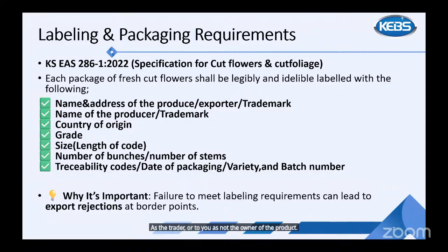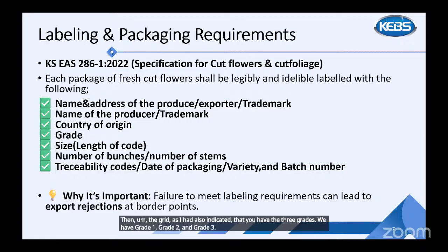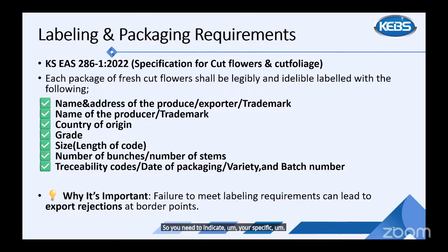Then the name of the producer or the trademark should also be indicated. Then also the country of origin, you can clearly indicate that it's a product of Kenya. Then the grade, as I indicated that we have 3 grades, grade 1, grade 2, and grade 3. So you need to indicate for your specific cut flower, is it grade 1, is it grade 2, or is it grade 3? Then also the size. We have a chart for the length code, so you need to indicate the size. Then the number of bunches or the number of stems that the specific flower has.